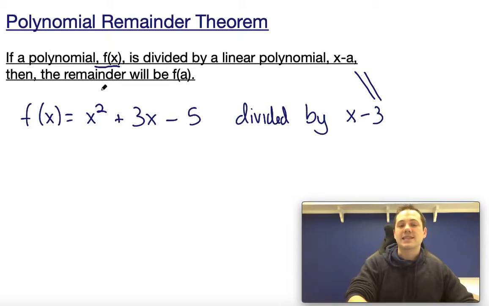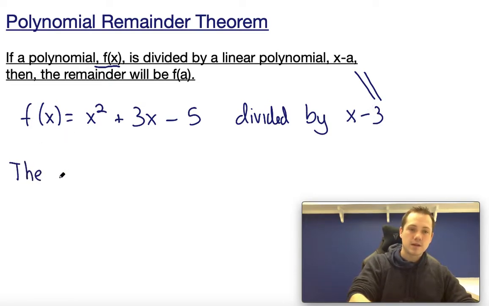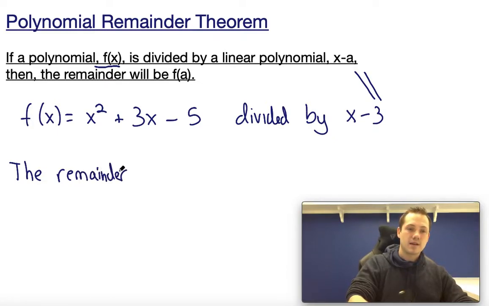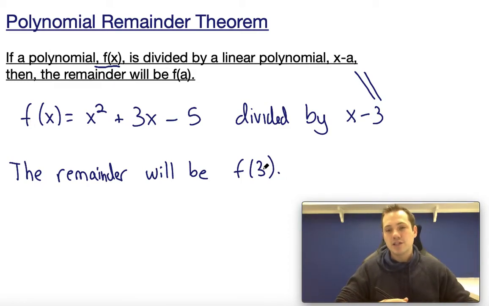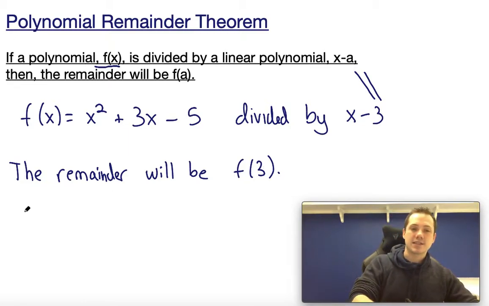Now what they're saying is that the remainder will be f of a in this formula. So if a is 3, the remainder should just be f of 3. Now, if you're not too good on functions, you might not remember that f of 3 just means the y value when you plug in 3 for x. So let's evaluate f of 3.